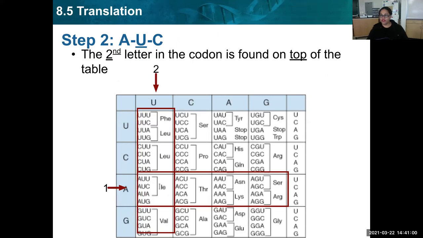Step 2, you take the second letter. Our second letter is U. The second letter is found on the top of the table. So now you have a row and a column where the A and the U intersect. Where they intersect, there's a box.